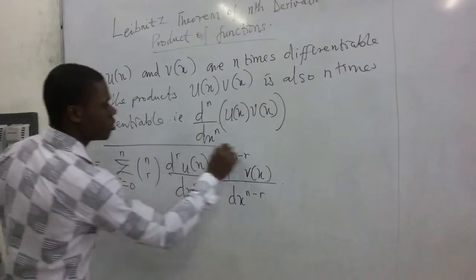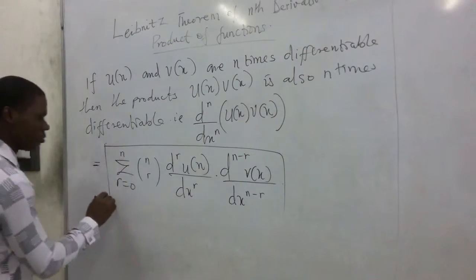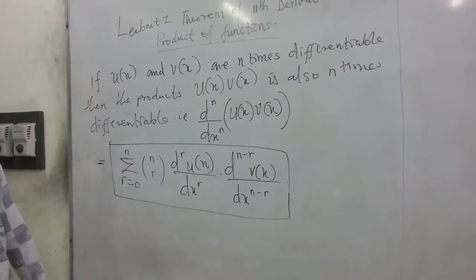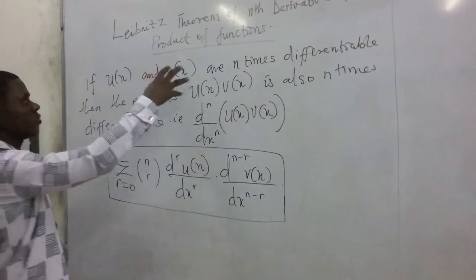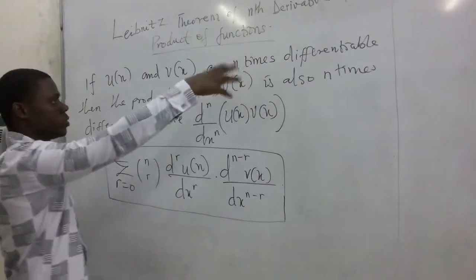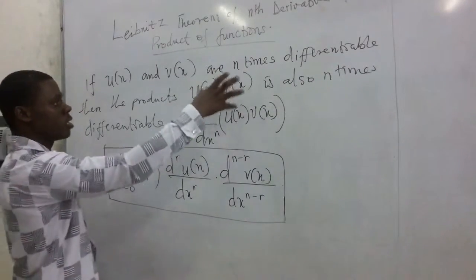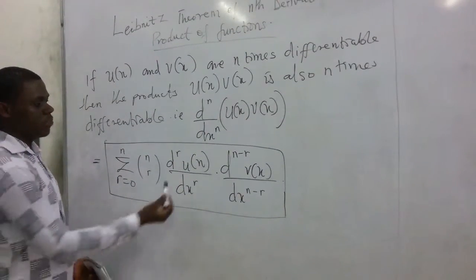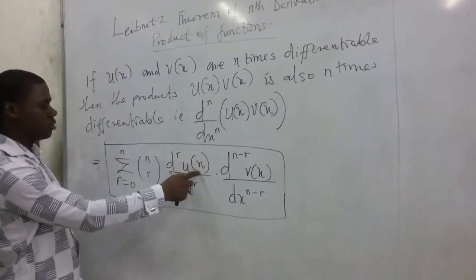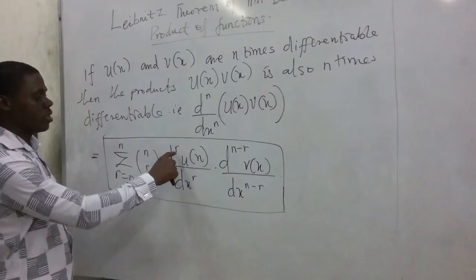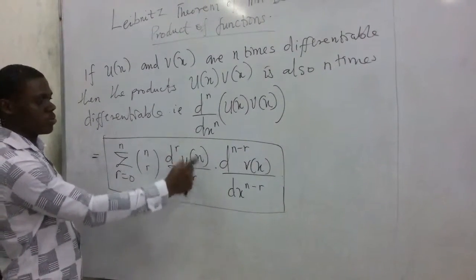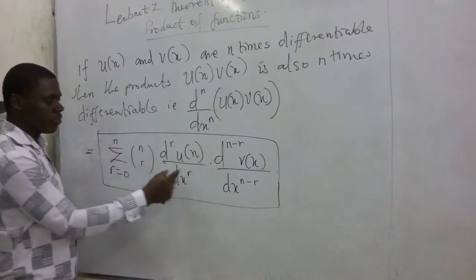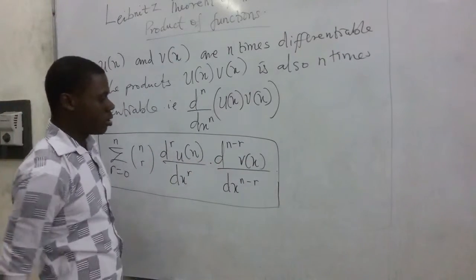So this is the Leibniz theorem for differentiating products of functions. It means that when you have two functions, u of x and v of x, which are n times differentiable, then their product is also n times differentiable, and this is given as above. So we take the first function and differentiate it r times, but the whole thing is being differentiated n times. So we have the first one like this, the second one in that order.